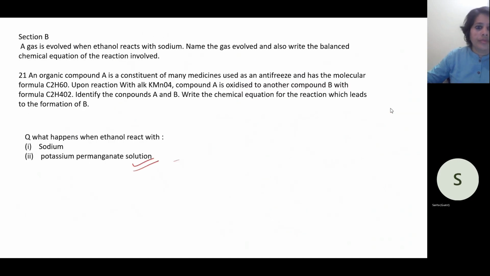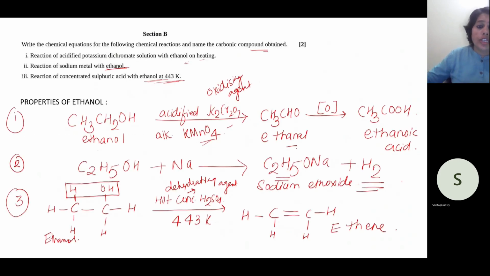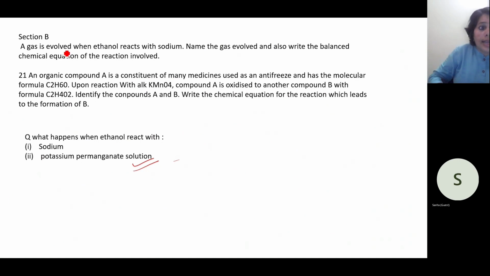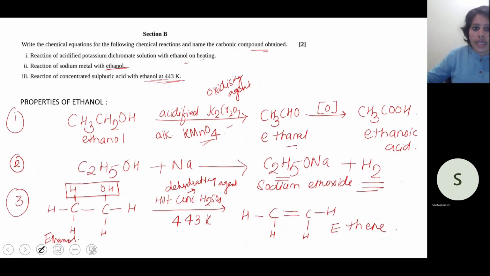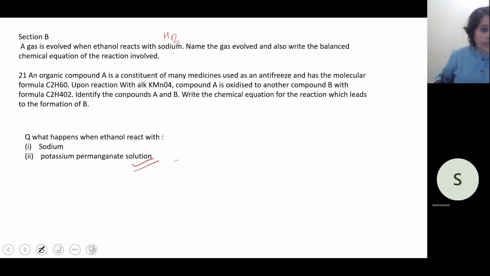Next question. See, the same question is twisted in another way. A gas is evolved when ethanol reacts with sodium. Which gas is evolved? We have seen hydrogen gas. And also write the balanced chemical equation. Just now we have written the same thing. Ethanol reacts with sodium, and we will get sodium ethoxide and hydrogen gas.